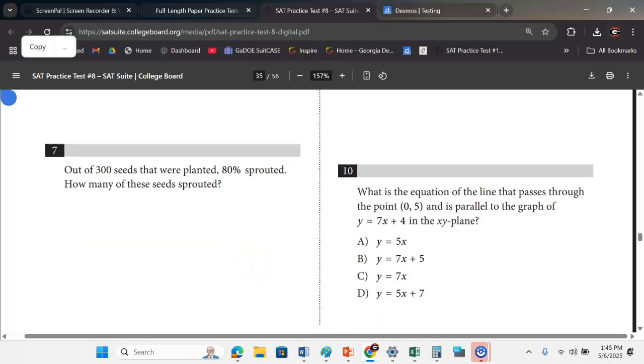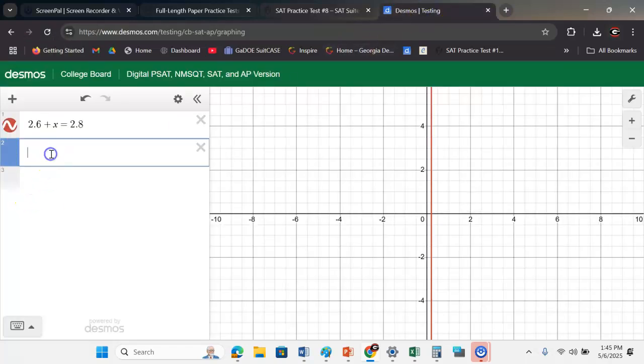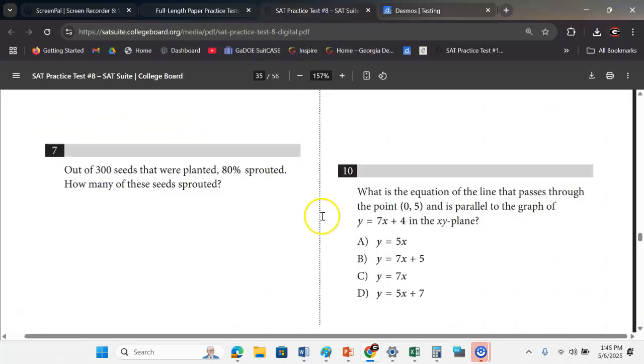Number seven, out of 300 seeds that were planted, 80% sprouted. So 80% times 300, that would be 240 would be the correct answer. So I'll show you right here, 0.80 times 300, 240. Now you could also set up a proportion with that.